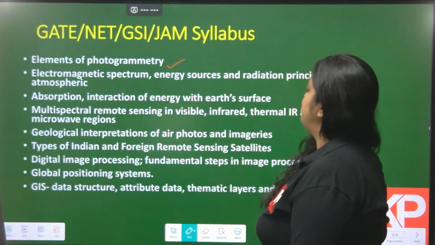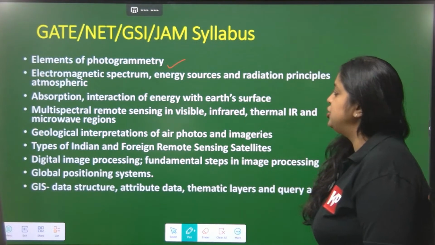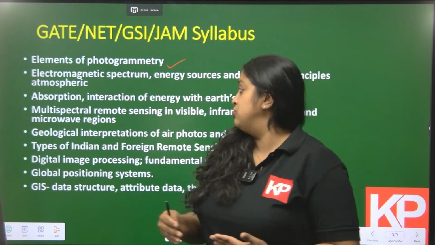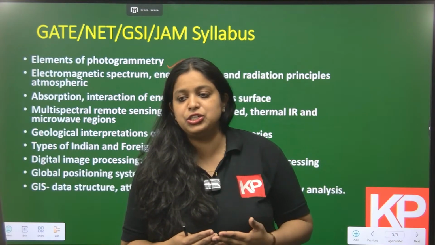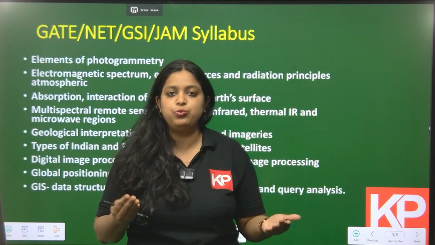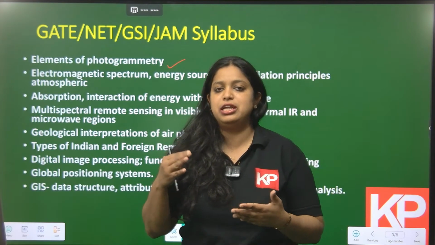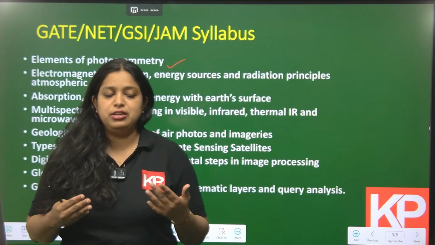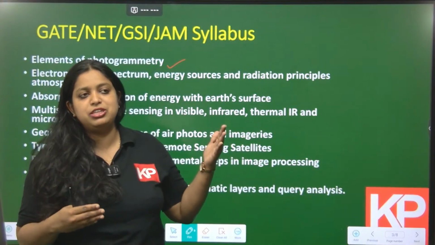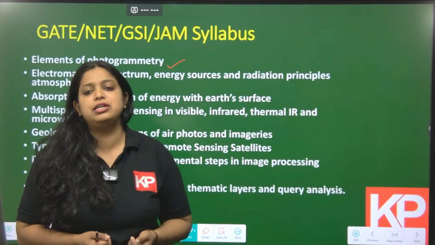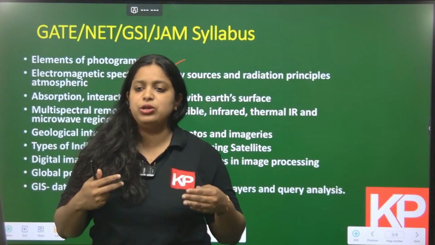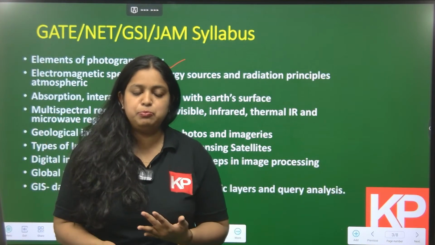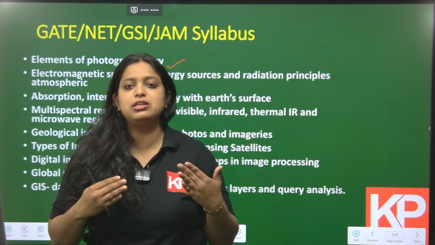Next is the electromagnetic spectrum, energy sources and radiation principles associated with atmospheric interactions. When it comes to atmospheric interactions, we look at how the electromagnetic spectrum and electromagnetic radiation come to the Earth's surface, and how they interact with different layers. First there is the atmosphere, with atmospheric air molecules and water vapor. How the interaction happens with each atmospheric particle, scattering, absorption, reflection, refraction, all these terminologies are very important.